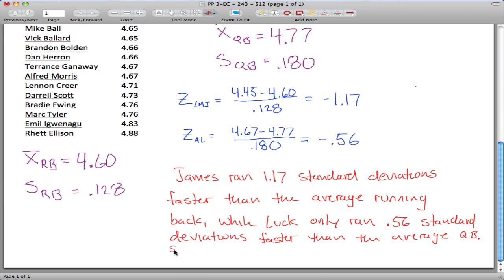So relative to their peers, by peers I mean people that play the same position, LaMichael James was faster, or ran faster. I think that's about all you need. That should be the end of these solutions.